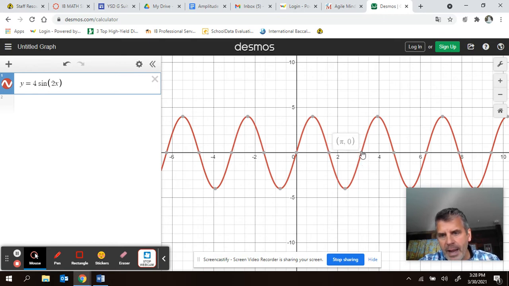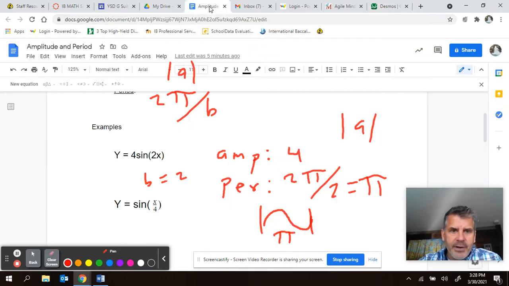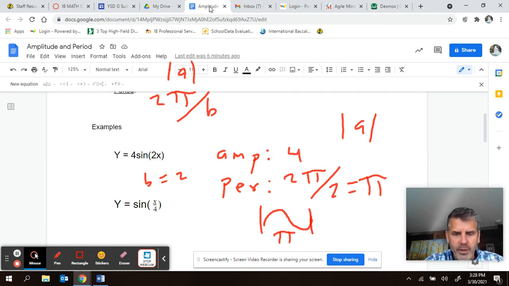So from pi to 2 pi, hey, there's another period of that same function. So keep that in mind as we're discussing these things and figuring out what exactly is going on with all of this.